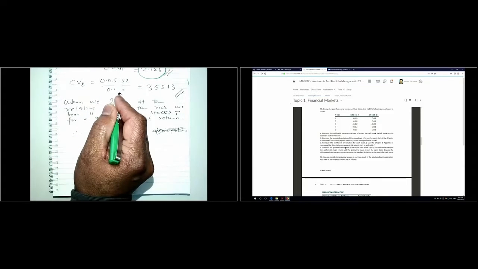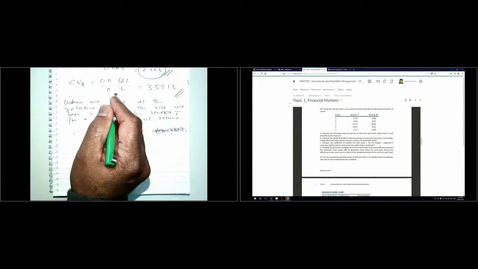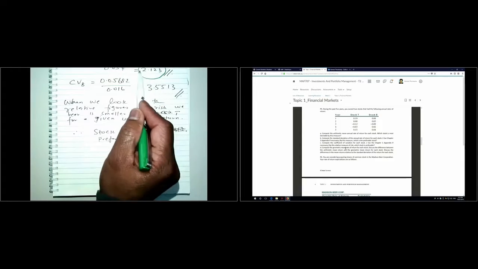The coefficient of variation is going to tell us per unit of return, how much risk are we going to bear. So in this case, in order to earn 1% of return, we bear 2.1% risk.